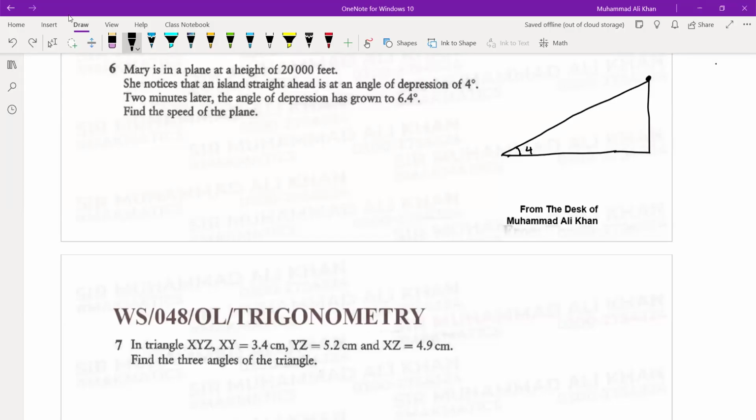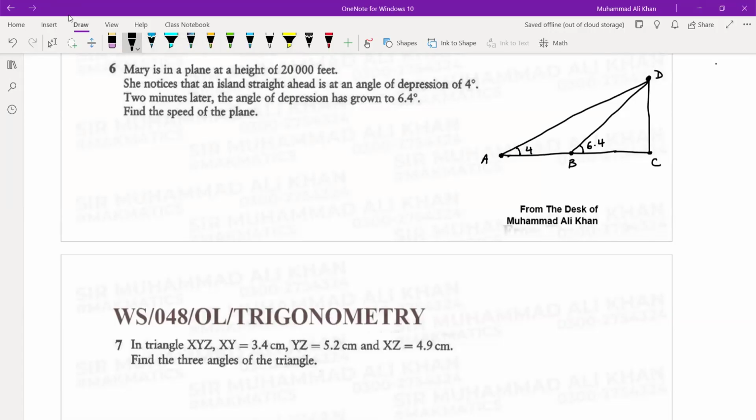After that, 2 minutes later, the angle of depression has grown to 6.4. Now the angle is more than 4. How much has it become? Now it is 6.4. After 2 minutes, find the speed of the plane. Here it is B. Here it is C. Let's say here it is D.